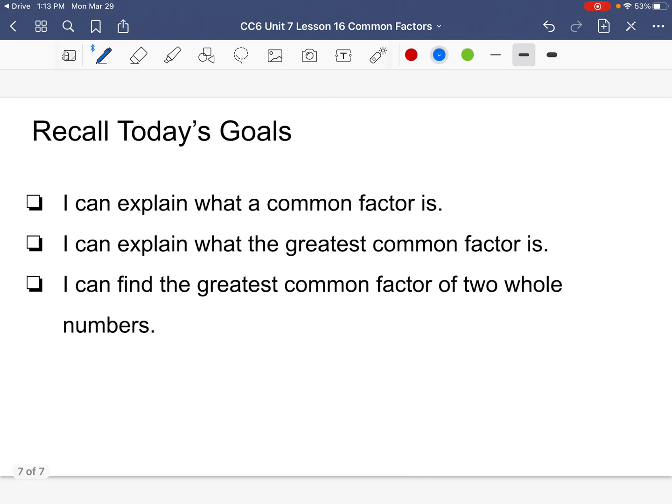So today you saw what a common factor is, what the greatest common factor of 2 numbers is, and you can find the greatest common factor of 2 numbers. And that's the end of today's lesson.